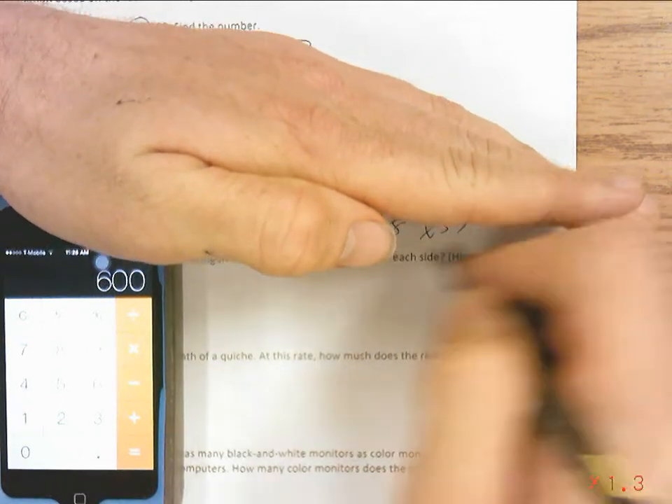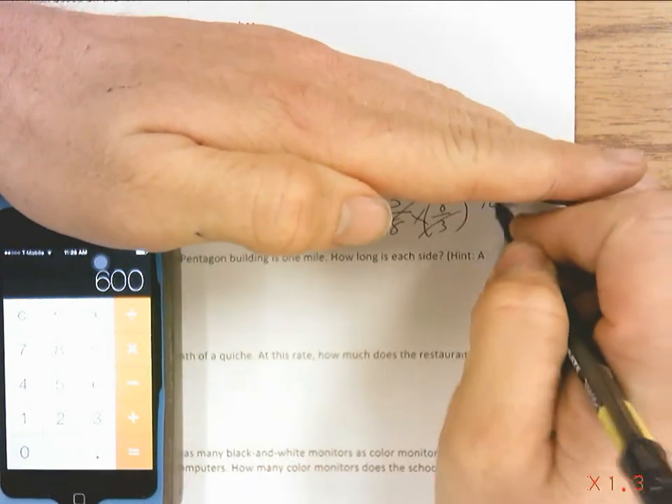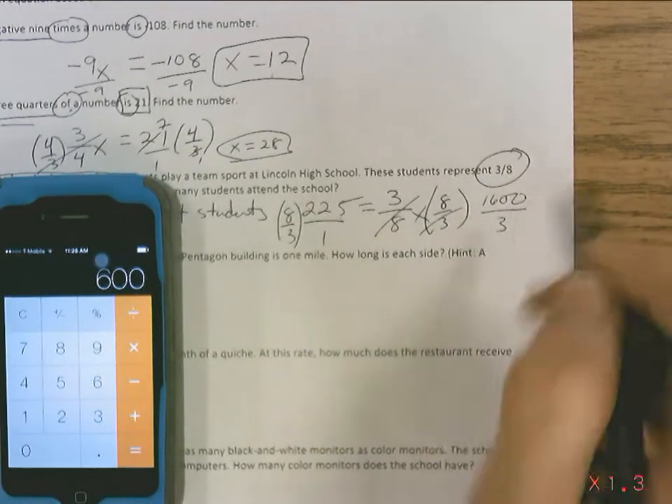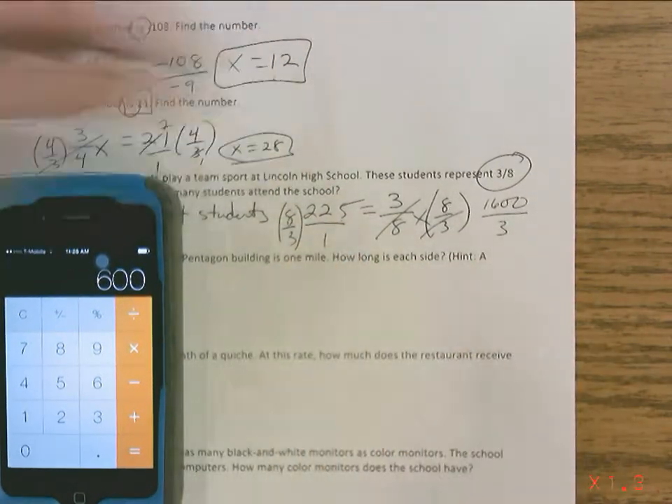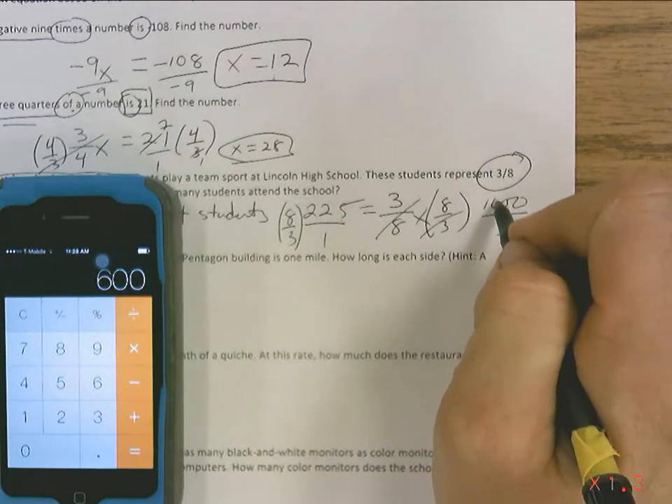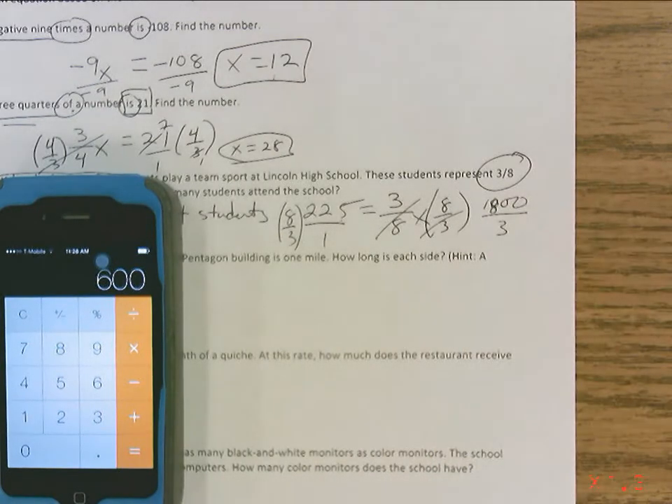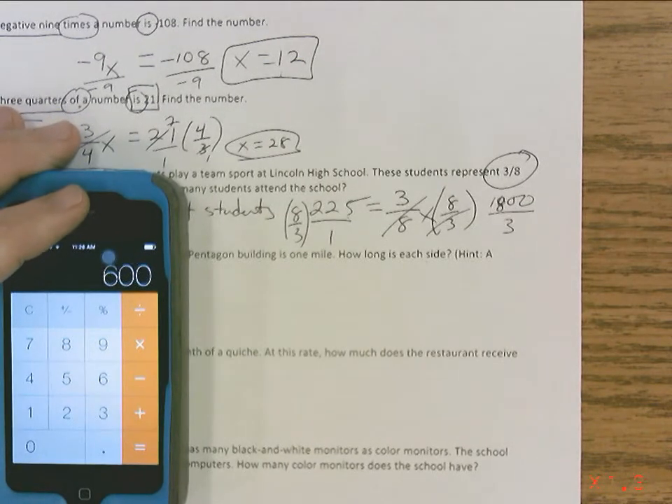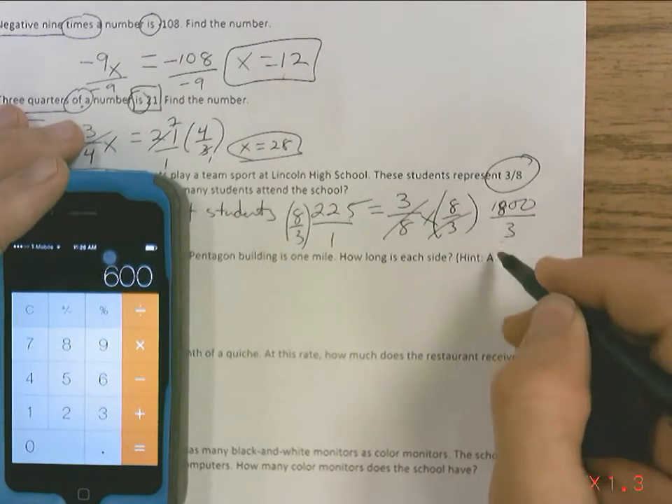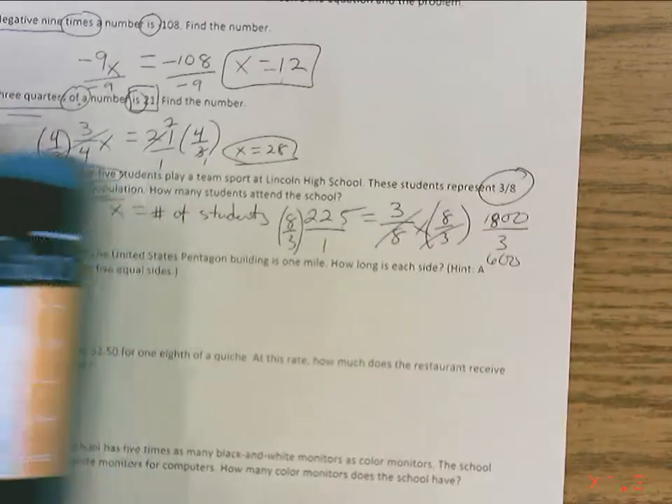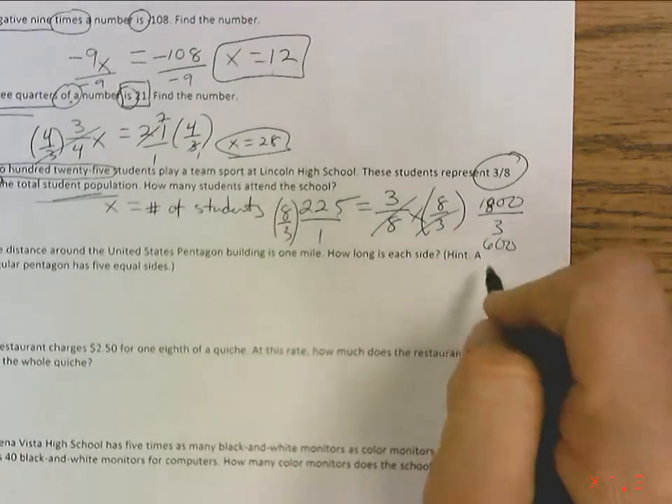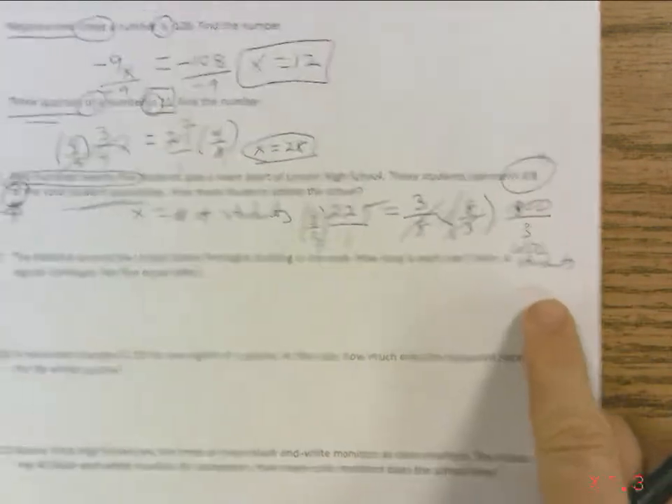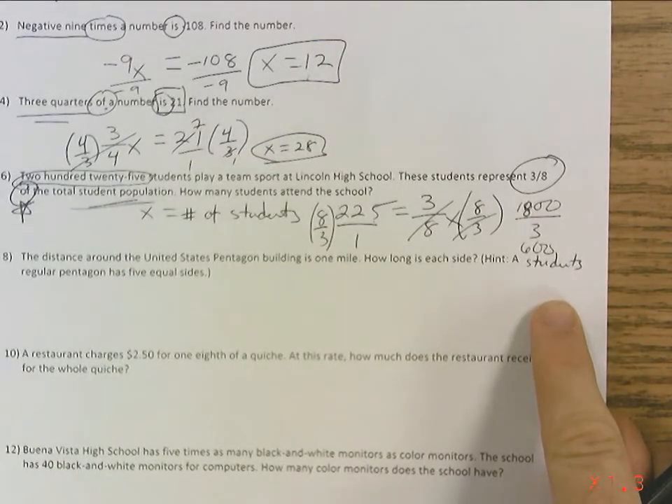Okay, so 8 times 225 is 1,600, right? Okay, so 1,600 divided by 3. I didn't cross reduce. 1,800. Who saw that first? That was designed on purpose to make sure you guys are paying attention. Thank you, Alexa, for saving it. Okay, 1,800 divided by 3 is 600. 600 what? Students. Did anyone get it? Okay. If you didn't, you have it now. Okay, you guys are doing good.